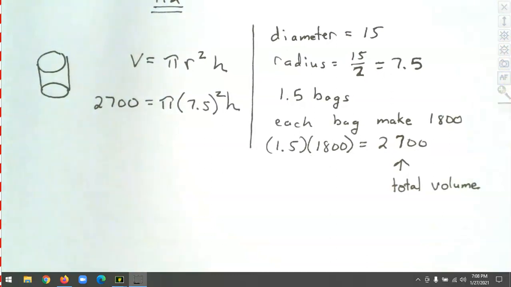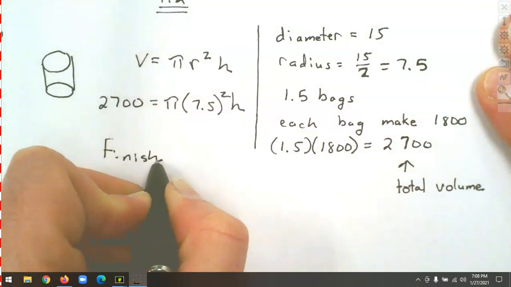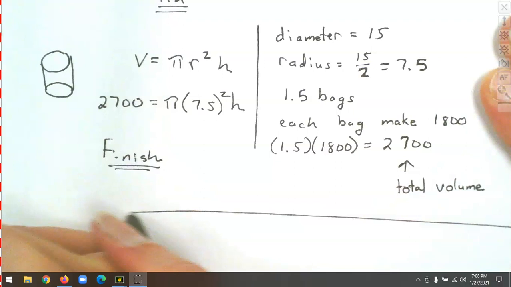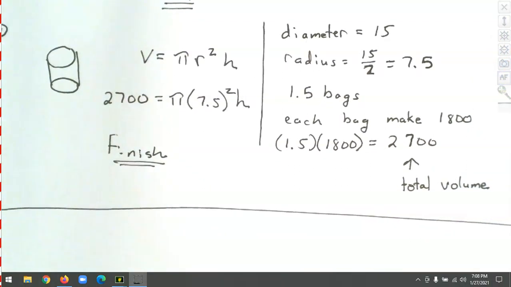Now, what do we want to do? We want to round to the nearest inch. So you'll find out whatever it is, round to the nearest inch, and then label it. But you should be able to finish it from here. So just use the pi key in your calculator, square that 7.5, and divide.